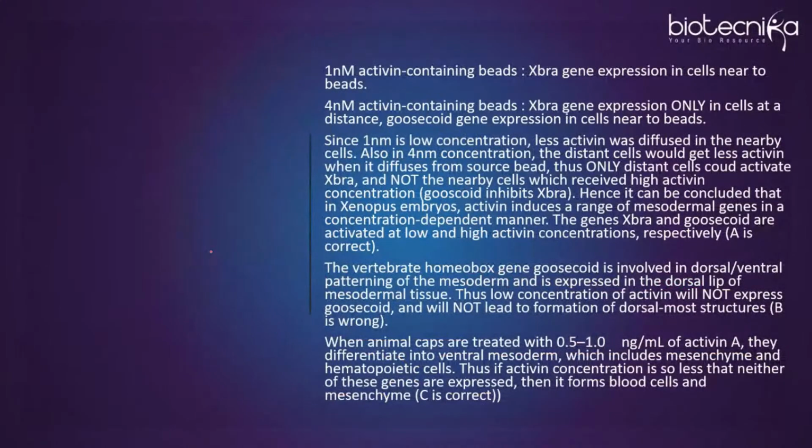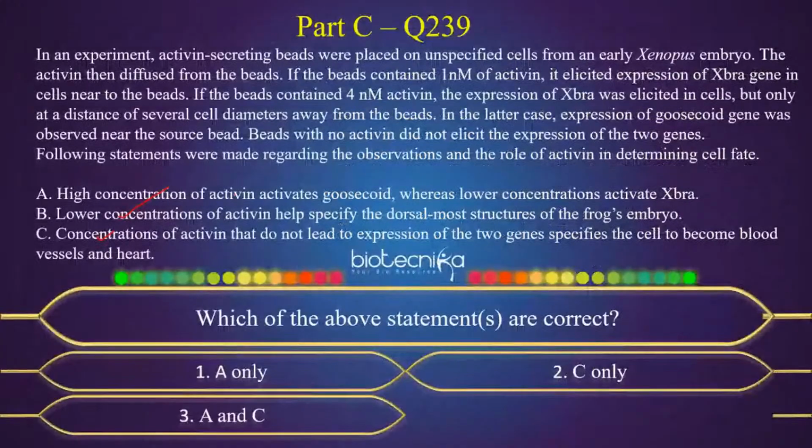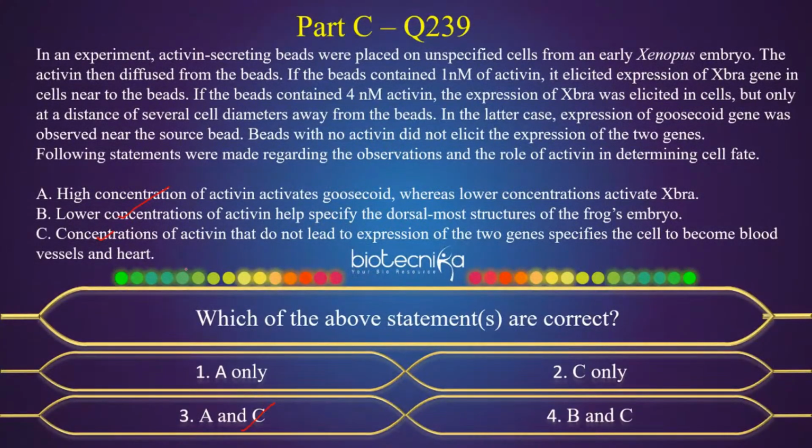So the correct answer over here is option 3. I told you either A and C will be correct or A and B will be correct. So there is no option of A and B. That's why A and C. If a higher concentration of activin is there, it will be activating goosecoid. If you remember, I showed you in the first question, I told you you will require this concept. Goosecoid was giving dorsalization, right? So high concentration of activin will give dorsalization, but it is saying lower concentration helps specify dorsal-most. That's not correct.